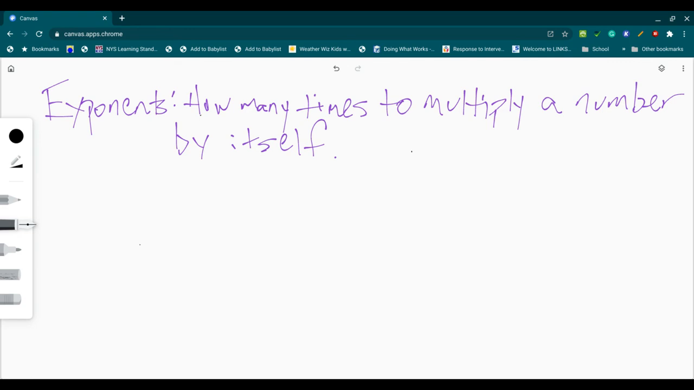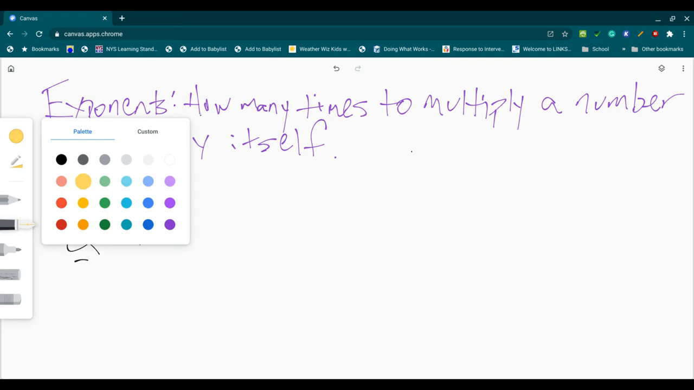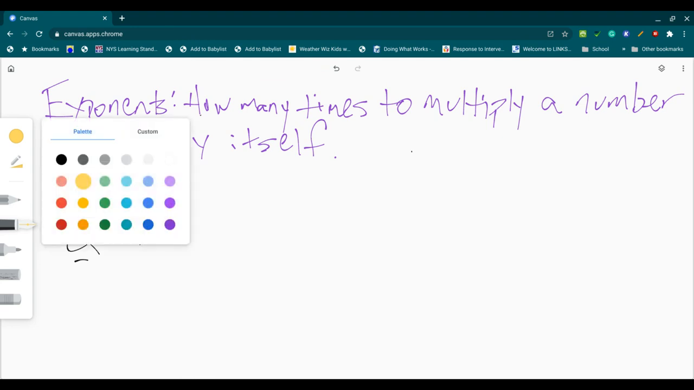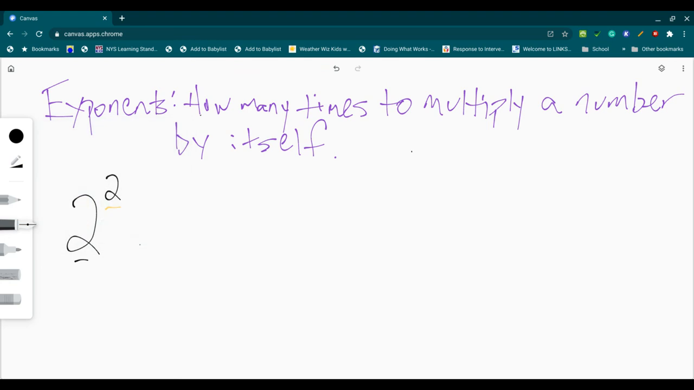Exponents are typically written as a base, which would be the larger number, and then a superscript, which would be the number up on top, and that tells you how many times to multiply the base times itself. Okay, so your base is the bigger number. I'm sorry, the number that's written larger, I should say, and then the exponent, which is the smaller number that'll be up top.